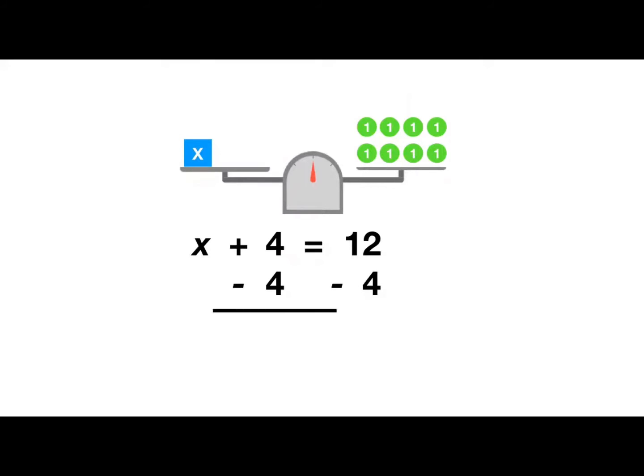Now we can go ahead and solve this equation. On the left side, plus 4 and minus 4 cancel each other out. We're left with just an x. On the right side, we have 12 minus 4. What does that equal? Well, 12 minus 4 equals 8, so we can say that x equals 8. And that's what we see in our scale as well.